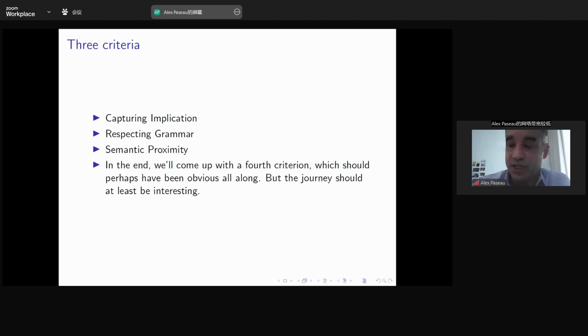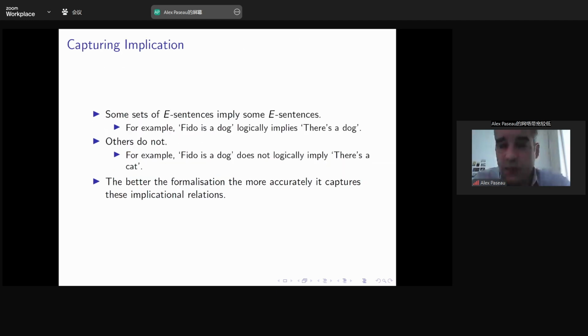And so part of the journey will be to get to this fourth criterion and explain why it's a key criterion for formalization. But first, before we do that, we've got to explain what the first three criteria are. What do I mean by capturing implication, respecting grammar, and semantic proximity? Okay, let's start with the first one then, capturing implication.